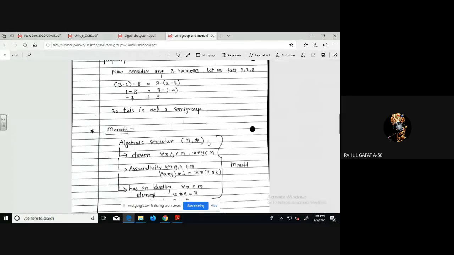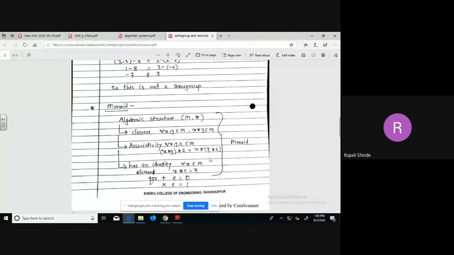Yes, ma'am. Okay. So, monoid, this is an algebraic system that should satisfy three properties. First one is a closure property, second one is associativity, and third one, it should have an identity element. So, first one is a closure property. First two properties are same as that of the semi group.